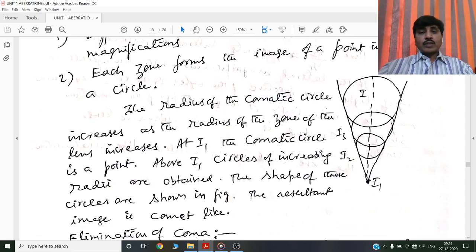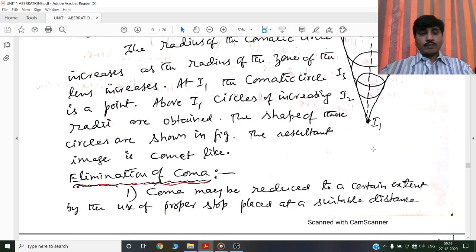The radius of the circle increases as the radius of the zone of the lens increases. At I1, the circle is a point. Above I1, circles of increasing radii are obtained. The shape of these circles is shown in the figure. The resultant image is comet-like. Hence, the aberration is called coma.